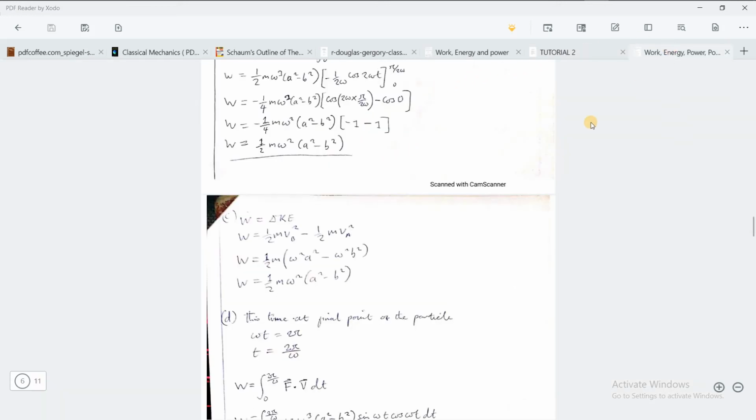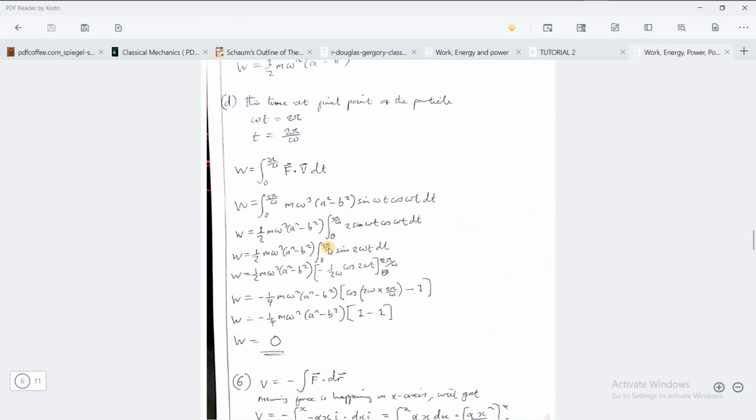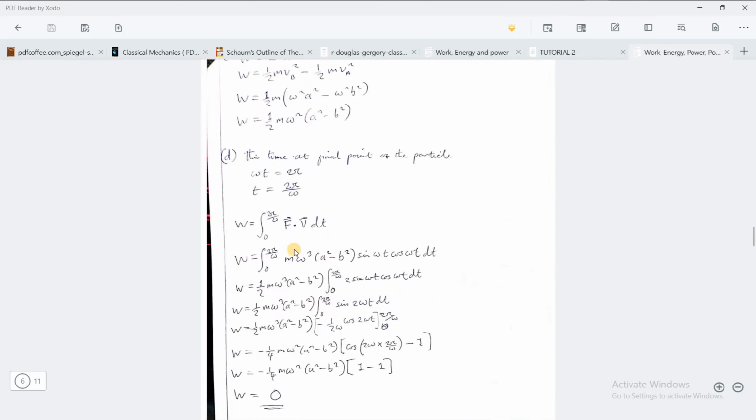Let's look at the answer. As you can see, we are back here. We're saying that at the final point of the particle, omega t is equal to 2 pi. And when we make t the subject of the formula, we will get 2 pi over omega. So using the formula, the integral from 0 to 2 pi over omega of F dot v dt, we substitute back what we have. We know force, we know v.